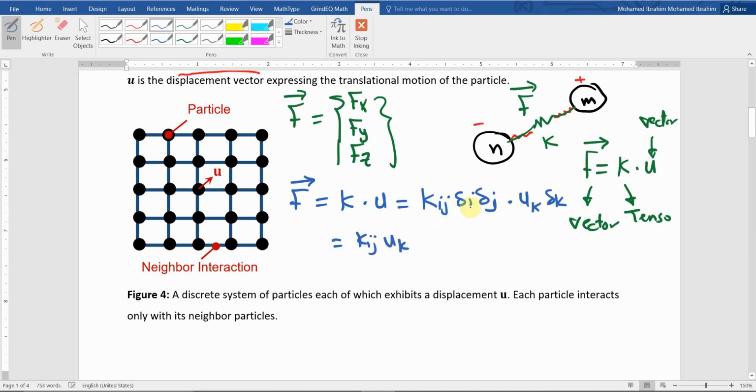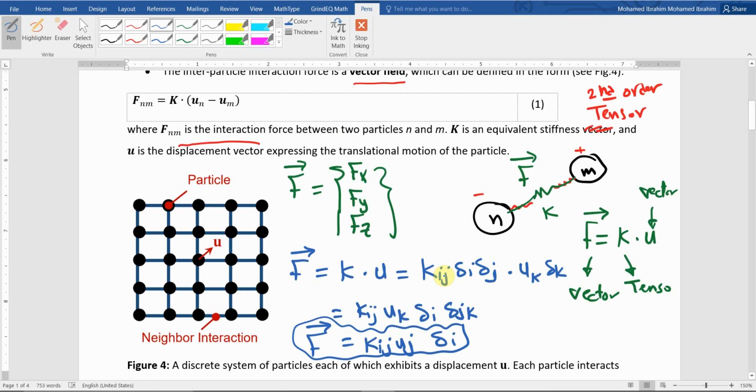This gives us δ_i times δ_jk, because δ_j dot δ_k gives δ_jk. So we end up with k_ij u_j, which gives us the force vector, and it should be δ_i, which means that this is just a vector. So this is the vector force that we end up with. In case i is x, we end up with the x component of this force. In case i is y, this gives us the y component of this force vector. In case i is z, we end up with the z component of this force vector.